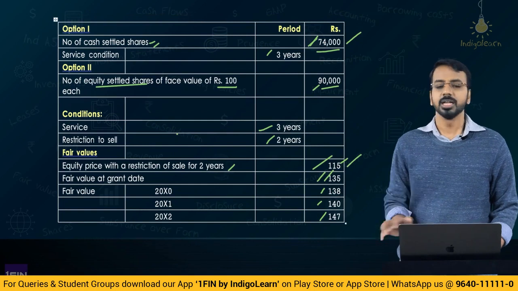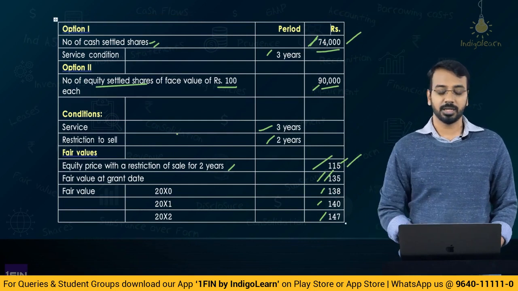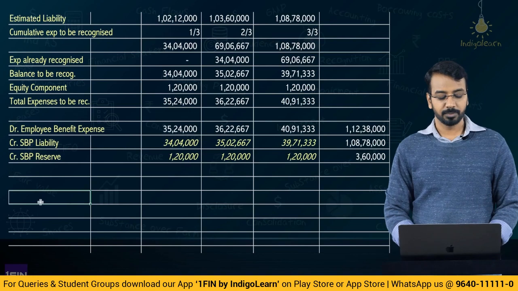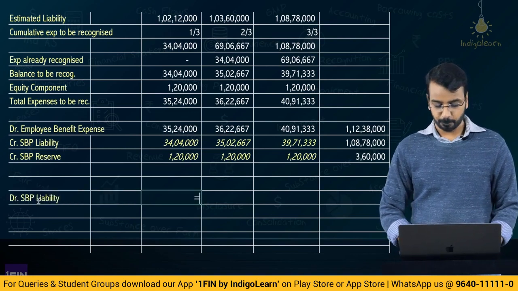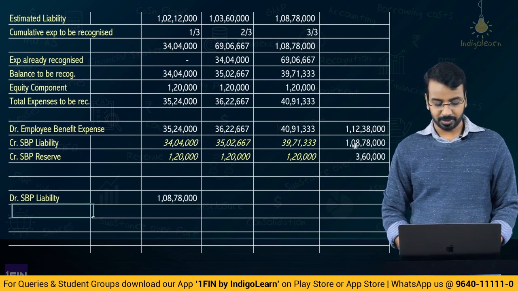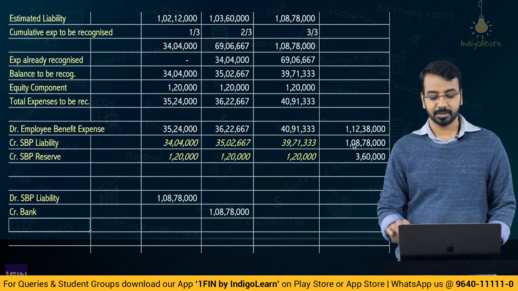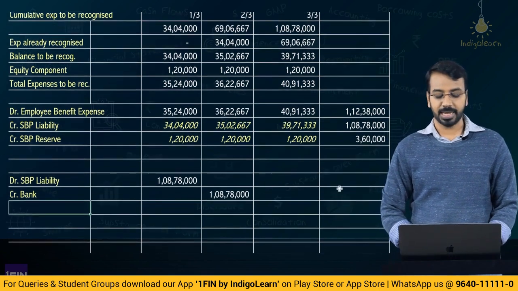Now does the question tell anything about how it is settled? It doesn't say anything. So assume for a moment it is cash settled, then what will be the entry? The entry will be debit SBP liability 1,08,78,000, credit bank 1,08,78,000. Okay, if it is cash settled.